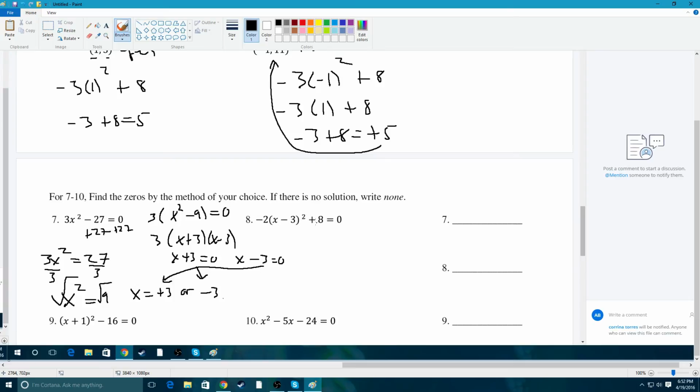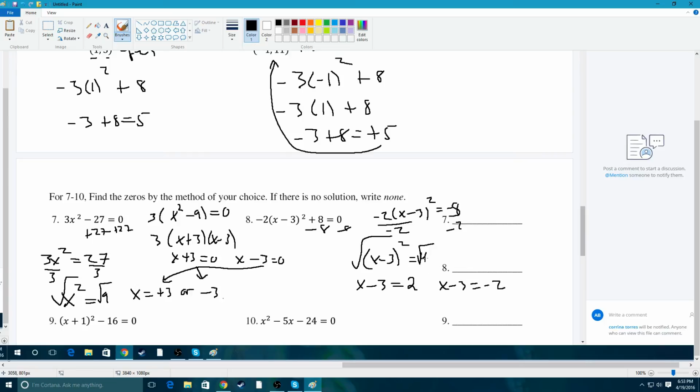For number 8, we're going to subtract 8 from both sides. So I got negative 2 times x minus 3 squared equals negative 8. I'm going to divide both sides by negative 2. And that gives me x minus 3 squared equals 4. Square root both sides. I get x minus 3 equals a positive 2. And I get x minus 3 equals a negative 2.